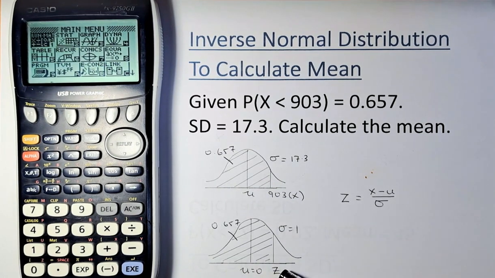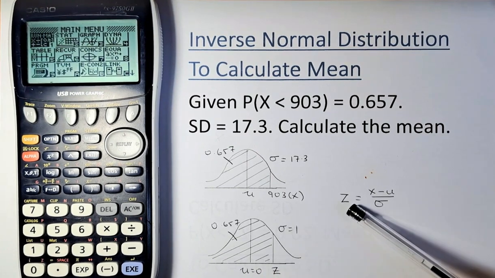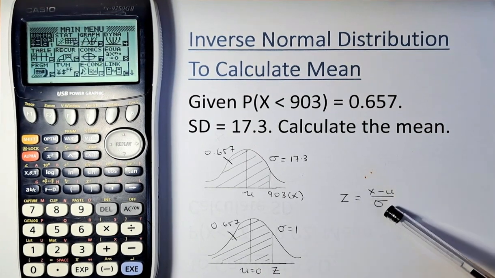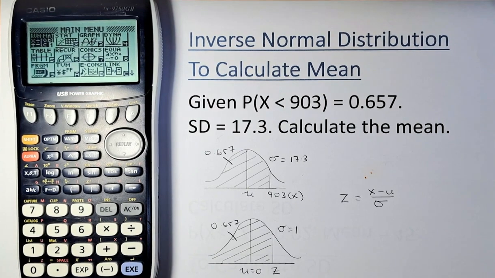First, you need to find the value of z. Once you get this value of z, you're going to substitute the z into this equation to find your mean or your standard deviation. So let's do that. We're going to find the z using the standardized version.